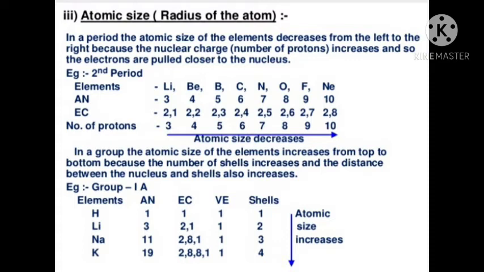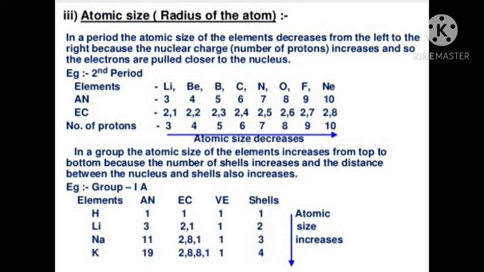The electronic configuration of these elements are 2, 1; 2, 2; 2, 3; 2, 4; 2, 5; 2, 6; 2, 7 and 2, 8. Number of protons for lithium 3, beryllium 4, boron 5, carbon 6, nitrogen 7, oxygen 8, fluorine 9 and neon 10. Atomic size decreases from left to right.